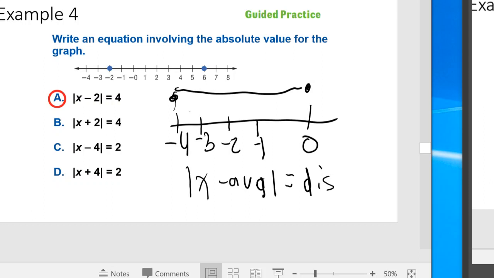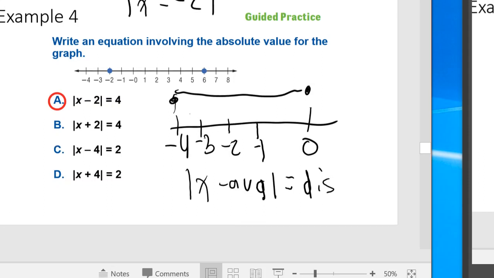So what's the average? Negative 2. So it's going to be x minus negative 2, which is the same thing as x plus 2. So I have the absolute value of x plus 2 is equal to, what's the distance from negative 2? 2, right? Because to get from 0 to negative 2 is 2, and to get from negative 4 to negative 2 is also 2.